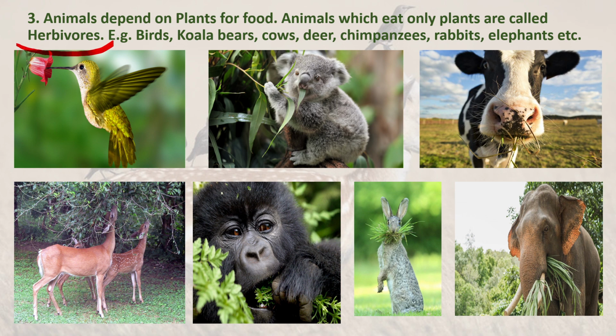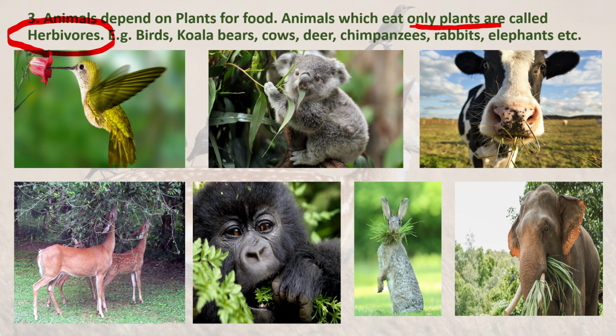The first kind of animal is a herbivore. What are herbivores? Animals which eat only plants. Only plants. They don't eat anything else. These animals are called herbivores. They don't eat meat. They don't eat other animals. They eat only plants. Okay? So these are herbivorous animals, or they are called herbivores. Can you think of a herbivorous animal?